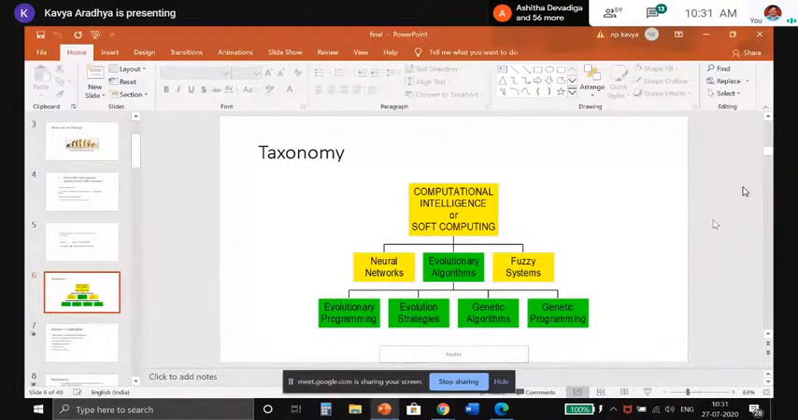Now, computational intelligence or soft computing, if you look into how technically they could be classified, we have three major branches of computational intelligence. We call them neural networks, evolutionary algorithms, and fuzzy systems. Okay, these are the three major branches of computational intelligence or soft computing. Now again, under evolutionary algorithms, we have evolutionary programming, strategies, algorithms, and genetic programming.